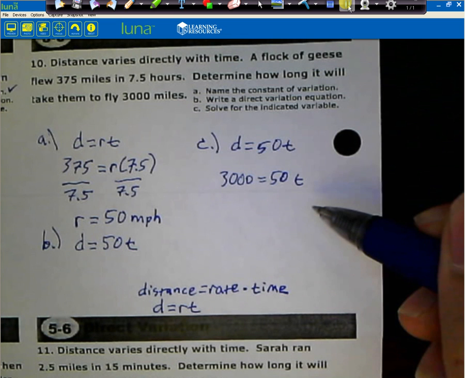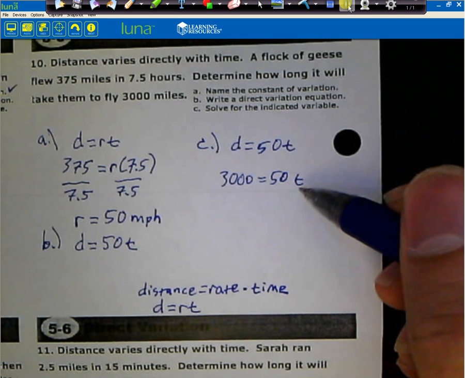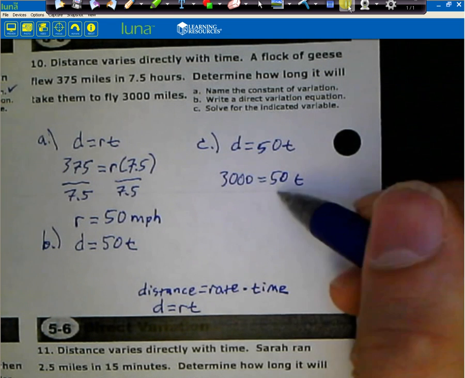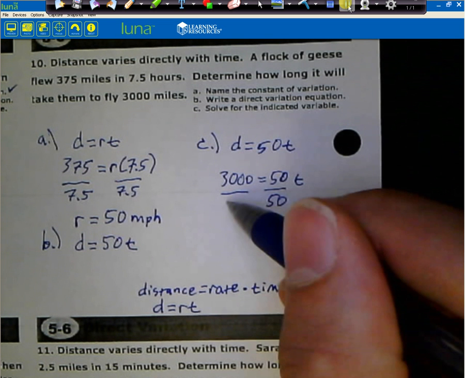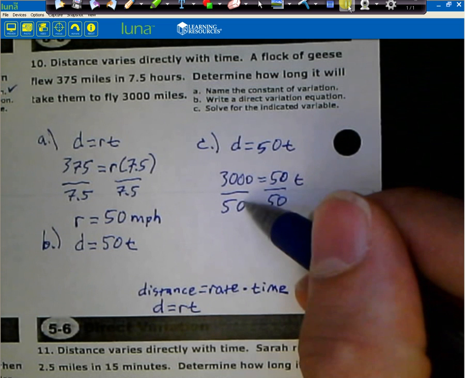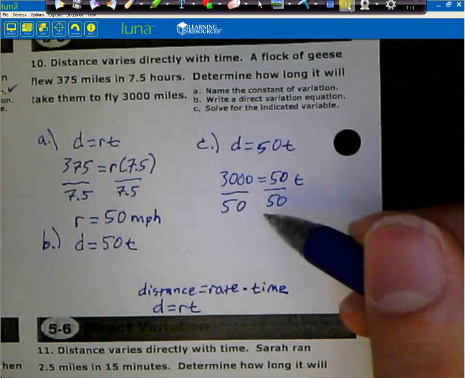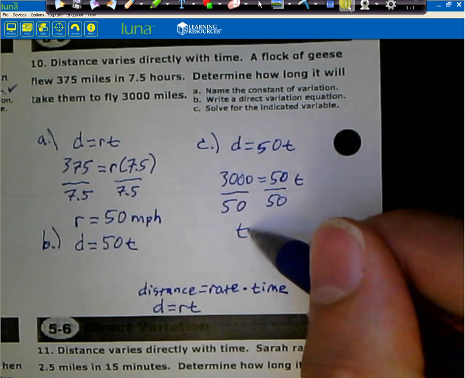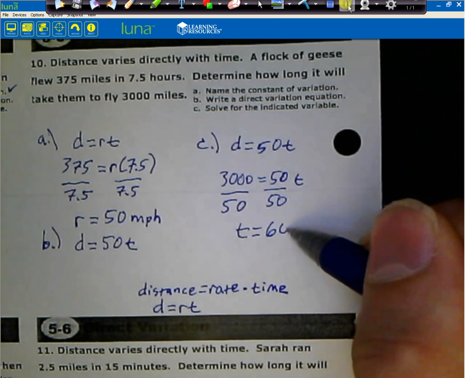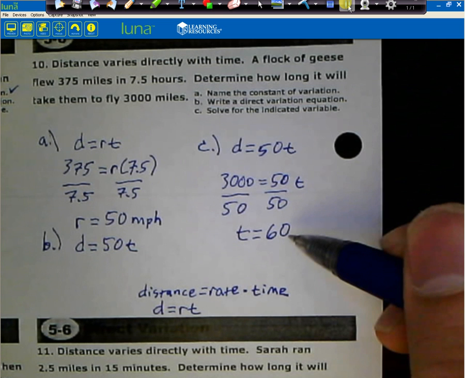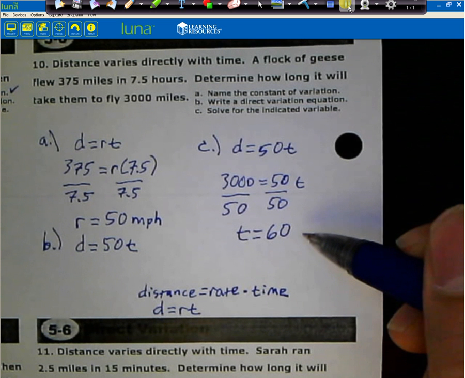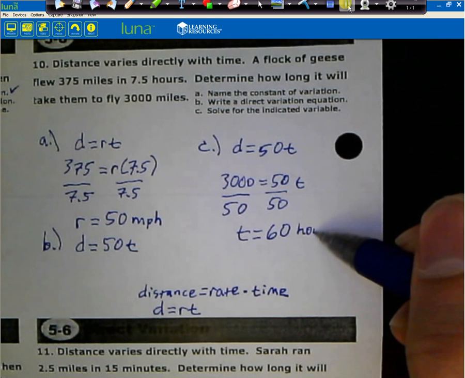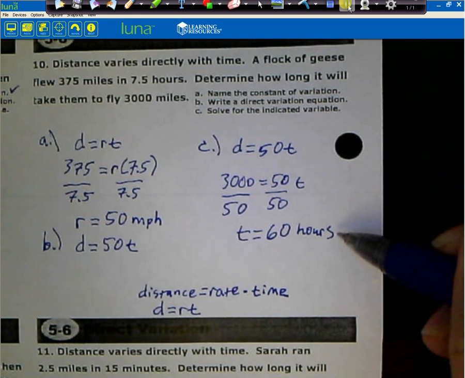And now I'm going to be able to solve for my time, T. To do that, I'm going to be dividing both sides by 50. So 3,000 divided by 50, that gives me 60. So T equals 60. And the time in this problem is talking about hours, so that is 60 hours.